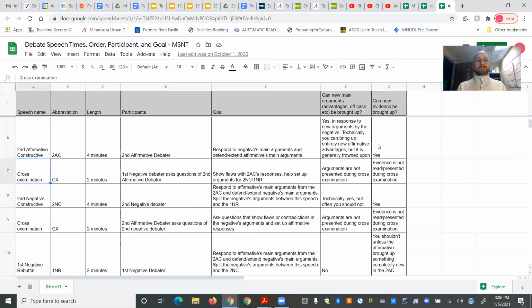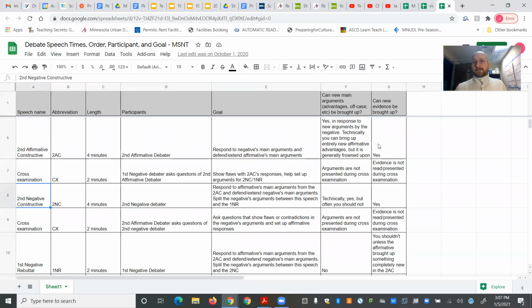And you'll notice that after this cross-examination is the second negative constructive. So once again, the first negative speaker should be asking the questions in cross-examination. The second negative speaker should be getting their speech ready. They shouldn't be doing cross-examination type stuff. Let them do their thing.